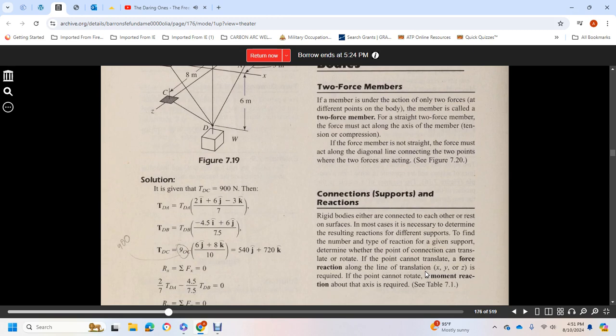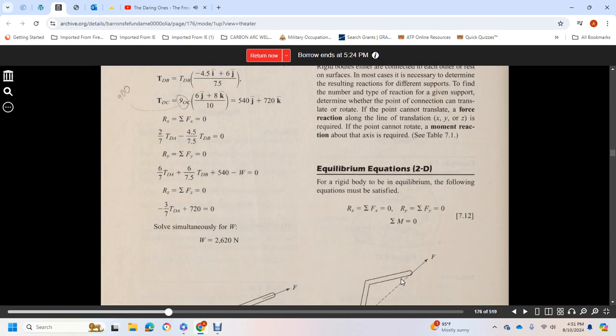Connecting supports and reactions. Rigid bodies are either connected to each other or rest on a surface, and in most cases it is necessary to determine the resulting reactions. Different supports are defined by the number and type of reactions. The type of reaction at a support depends on whether the point of contact can translate or rotate. If the point cannot translate, a force reaction along the line of translation in x, y, and z is required. If the point can rotate, a moment reaction about the x axis is required. This is shown in Table 7.